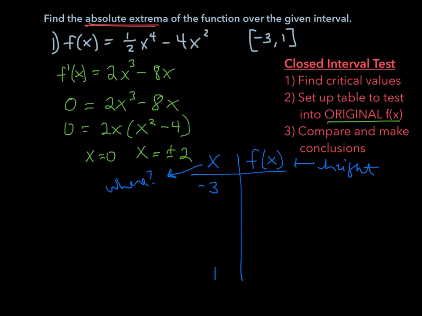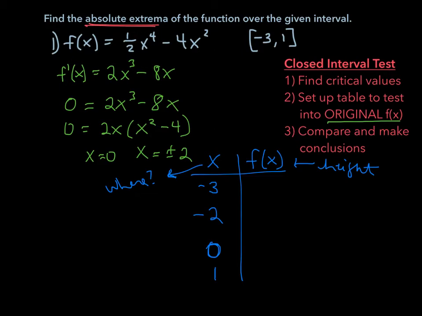Now we're going to look at our critical values, and we can only use the ones that are included in that interval. So is 0 included in that interval? Yes, I would definitely say it is. So I'm going to go ahead and put that in my table under my x's. Okay, is +2 included in this interval? Well, I would say no. +2 does not fit between -3 and 1, so I'm not going to include it. It would just be a waste of my time. But -2 sure does, so I'm going to go ahead and put that in. Okay, so those are the values that I'm going to go ahead and test.